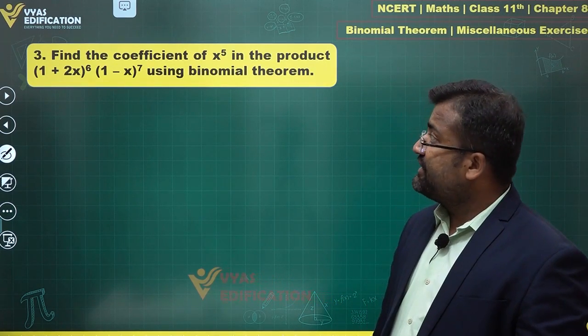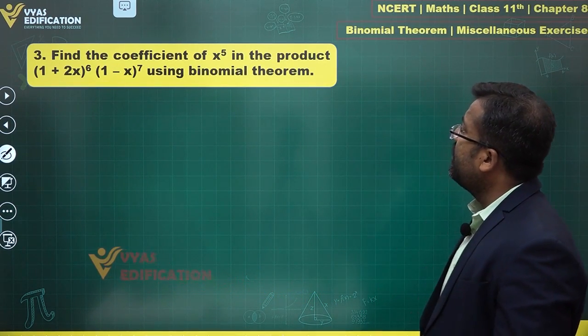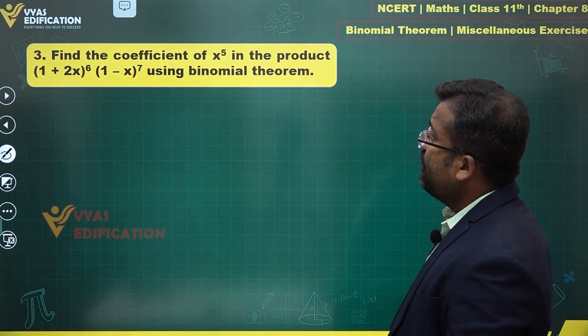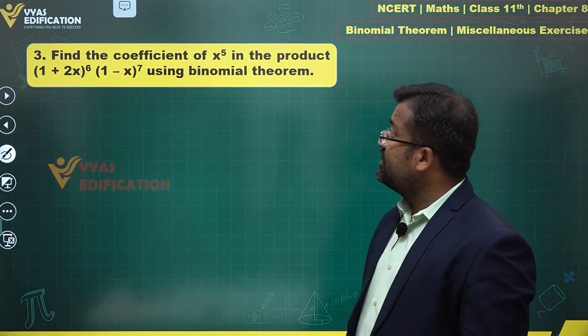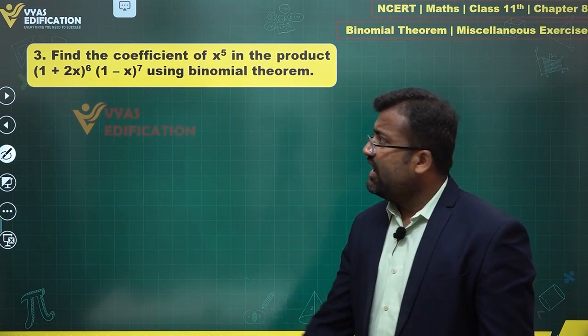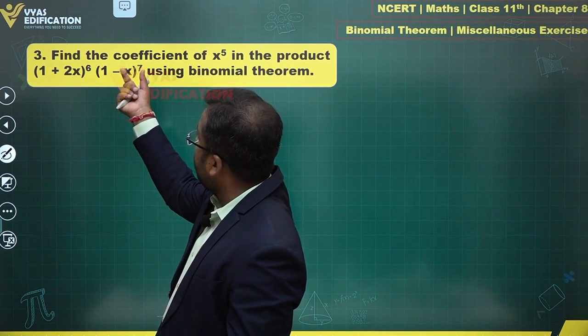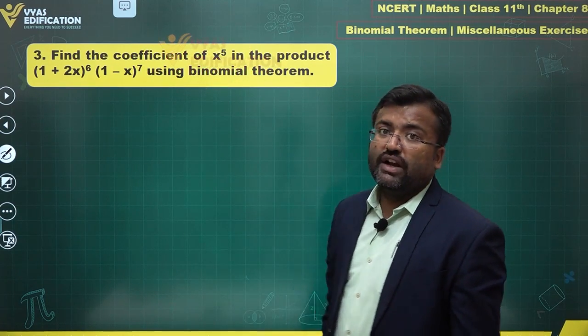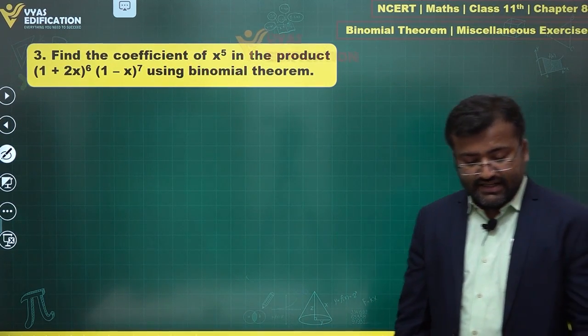Let's solve this question next. The question says find the coefficient of x power 5 in the product (1 plus 2x) whole power 6 times (1 minus x) whole power 7 using binomial theorem. Now how are we supposed to find the product of this? We'll have to expand this, we'll have to expand this, and we'll have to write the coefficient of x power 5 after that. Let's do it.